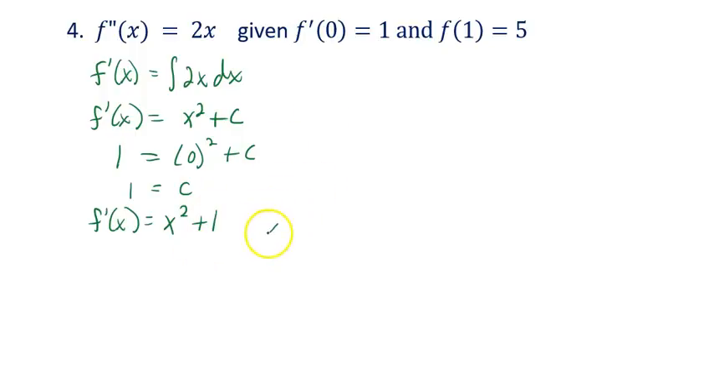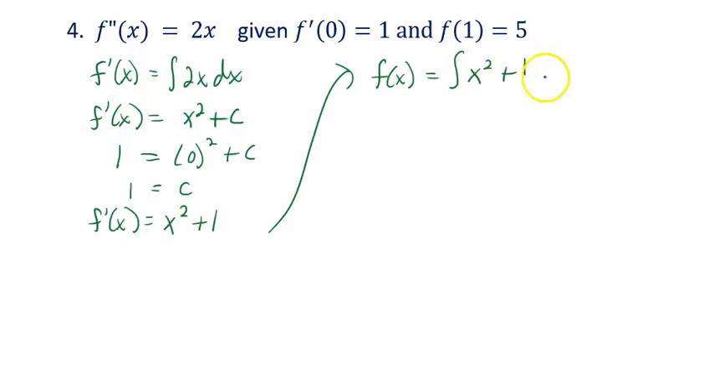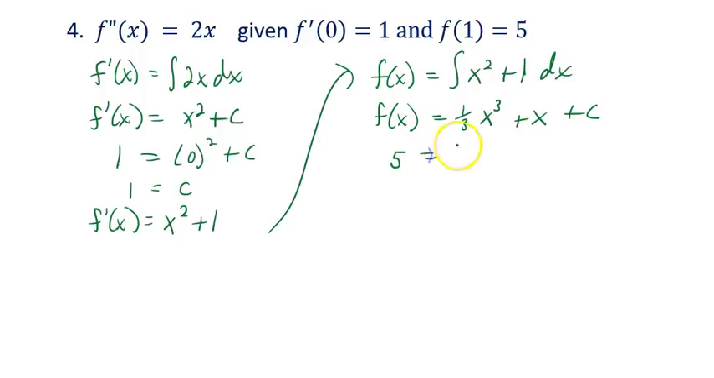So if I come over here, let's do it again and back it up one more step to f. So the antiderivative of f prime would be f. So f is going to be the integral of x squared plus 1. And again, it's simple power rule, 1/3 x cubed plus x plus c. Then when x is 1, y is 5, so I'm going to say 5 is equal to 1/3 times 1 cubed plus 1 plus c.